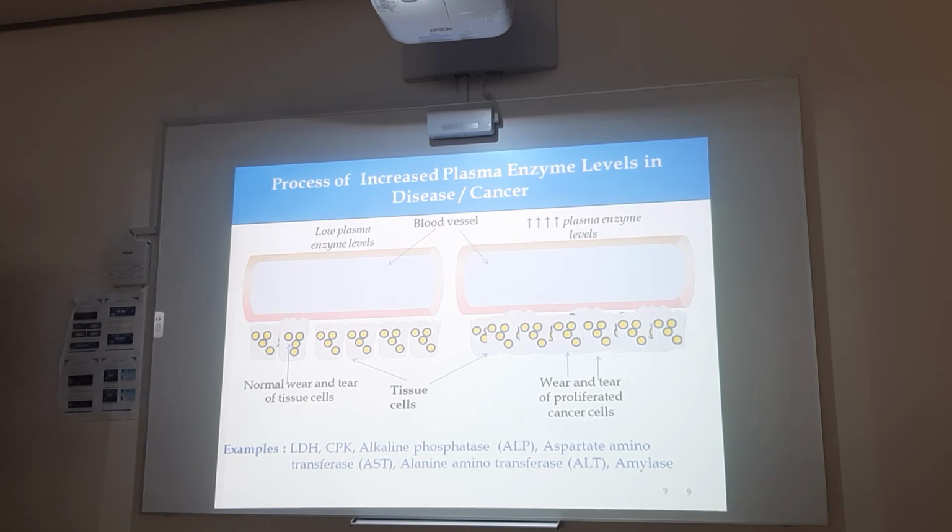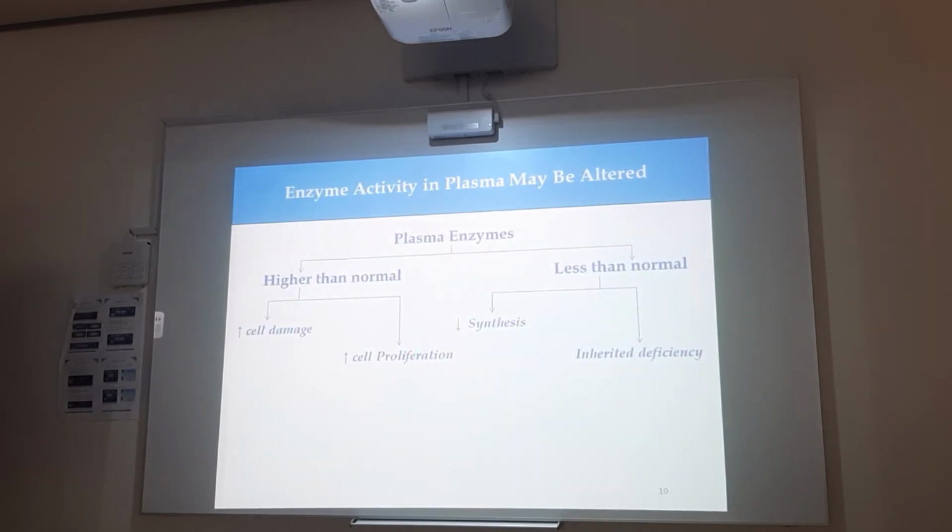In cancer, usually cells don't die, so the levels are going to be less than if it is just a proliferative condition. Anyway, the bottom line here, we have two conditions: either we have damage or we have proliferation resulting from, for example, cancer. So, enzymes in circulation, plasma enzymes: if they are higher than normal, usually this is a result of increased damage or cell proliferation.